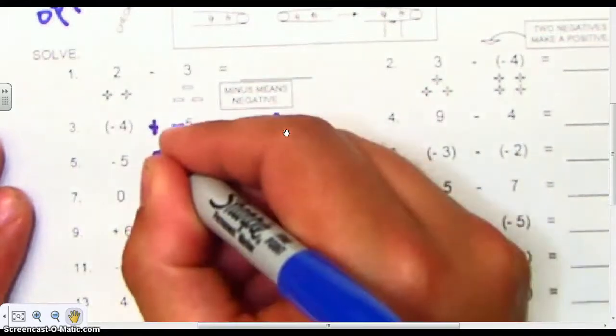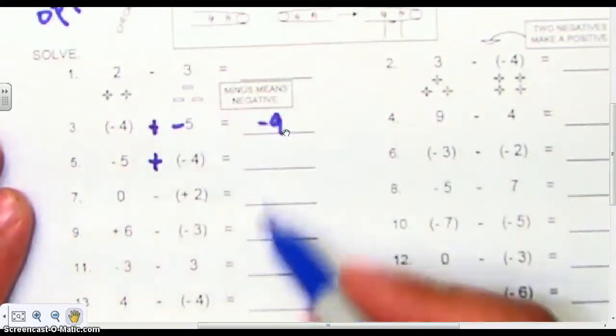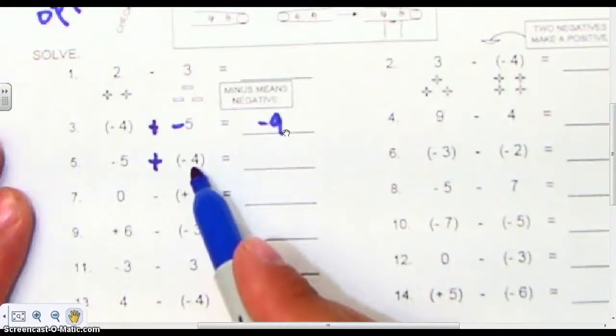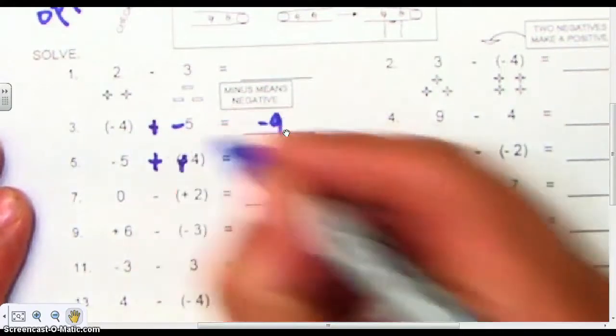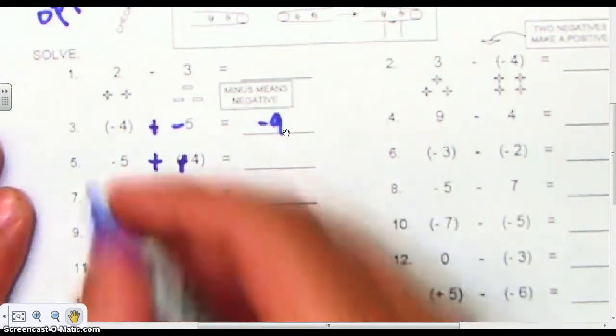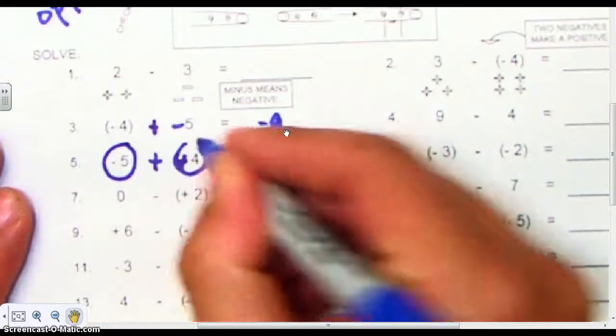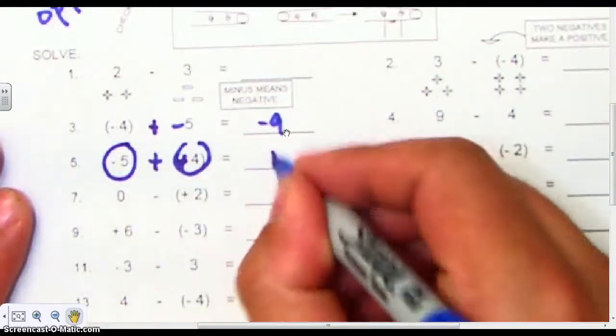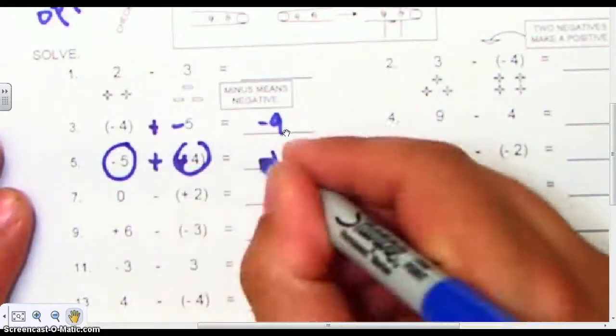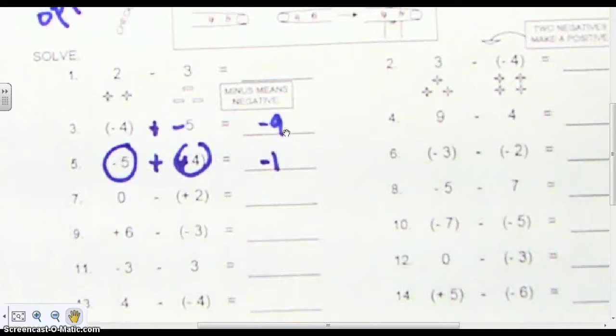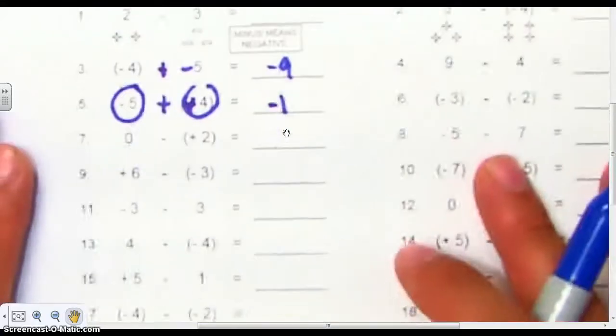So moving on to this one, negative 5. Well, we don't subtract anymore, we add. And then we have to add the opposite. So what's the opposite of negative 4? Positive 4. So now we have a negative 5 and a positive 4. Since they're different, we subtract, and that 5 is bigger, so we take that sign. We're going to keep moving down.